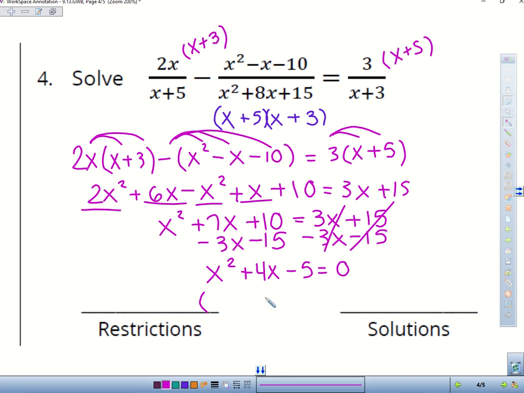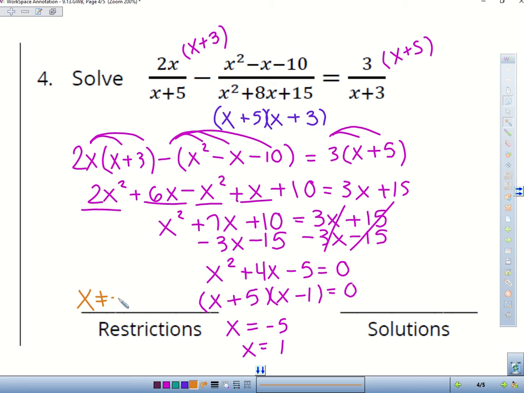Then I'm looking for factors of negative 5 that add up to 4, which are x plus 5 and x minus 1. Which are going to give me what 2 solutions? Negative 5 and positive 1. Very good.